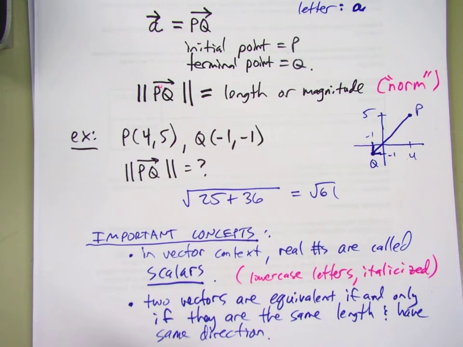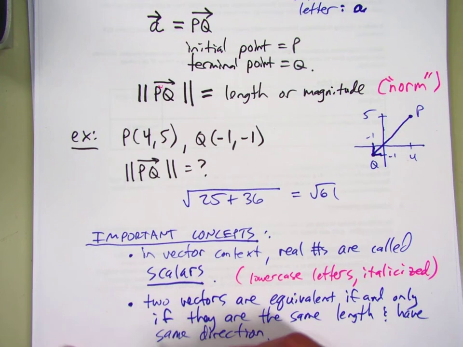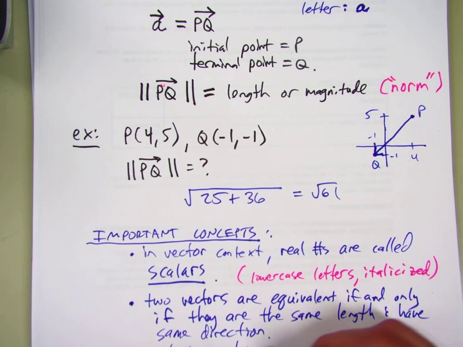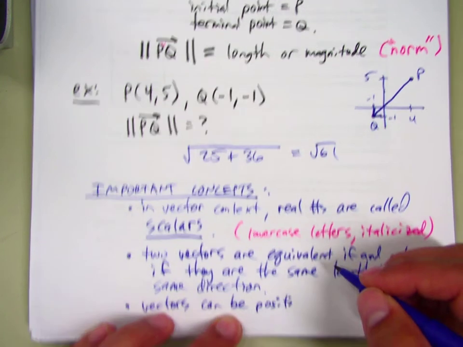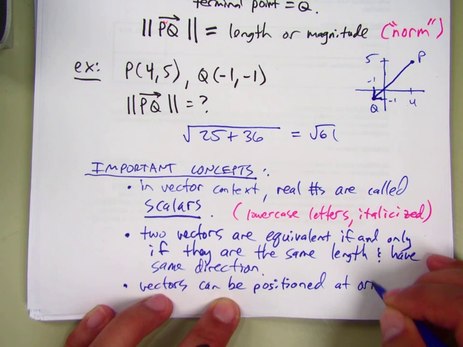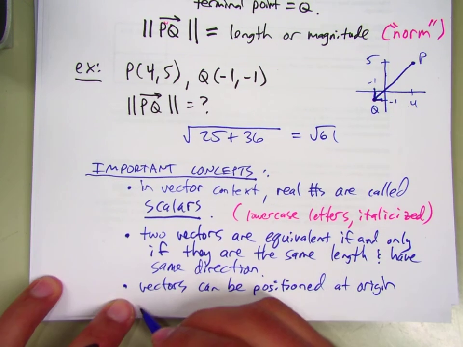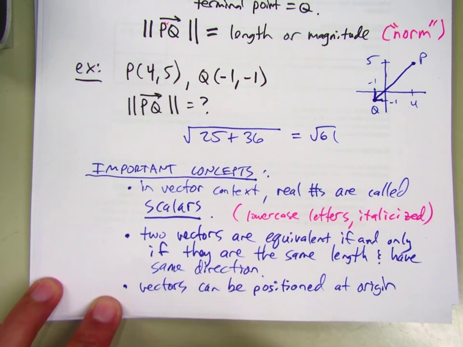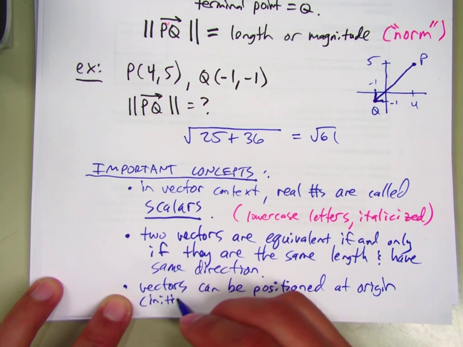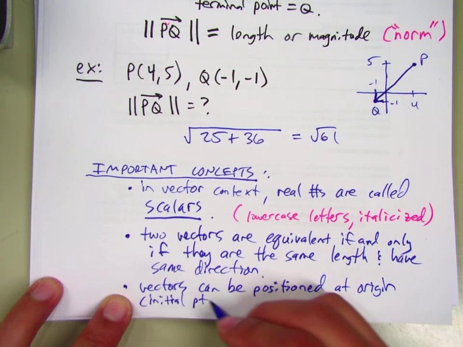And lastly, vectors can be shifted and they can be positioned at the origin if it makes things easier. So initial point at the origin is what I'm talking about here.